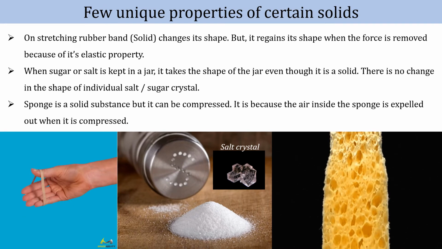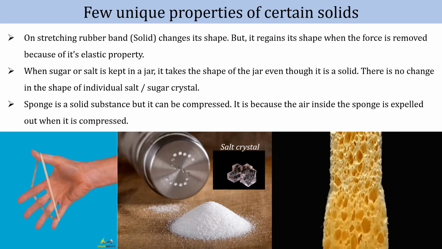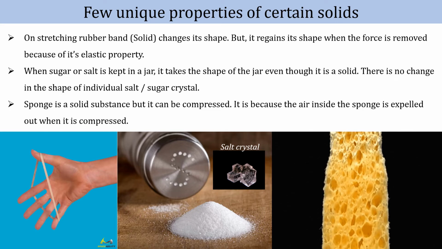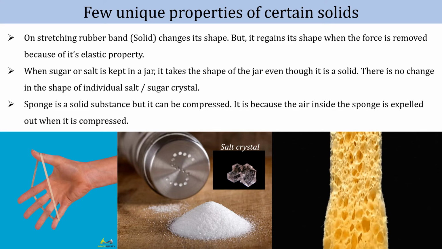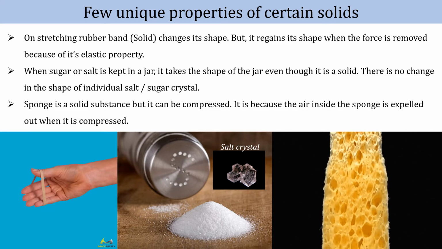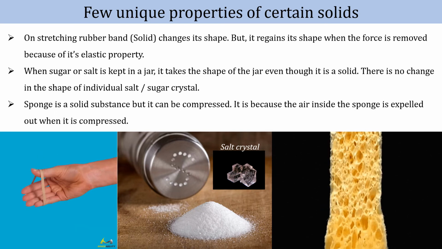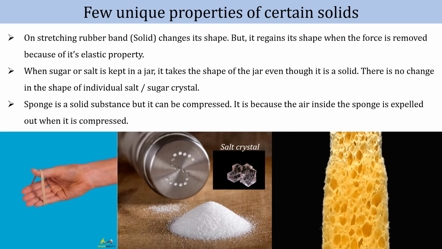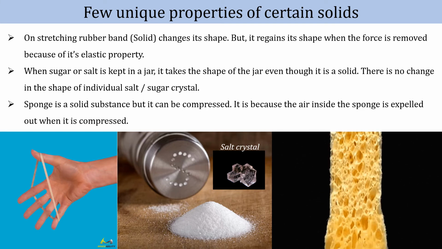A few unique properties of certain solids. On stretching a rubber band, which is a solid, it changes its shape, but it regains its shape when the force is removed because of its elastic property. When sugar or salt is kept in a jar, it takes the shape of the jar even though it is a solid. There is no change in the shape of an individual salt or sugar crystal. A sponge is a solid substance, but it can be compressed. It is because the air inside the sponge is expelled out when it is compressed.